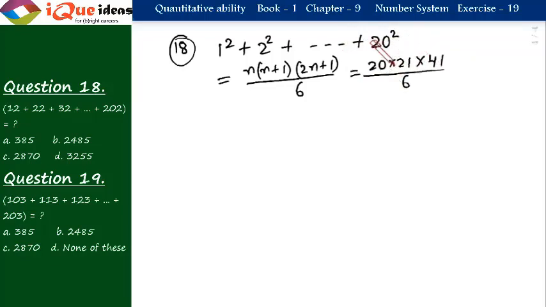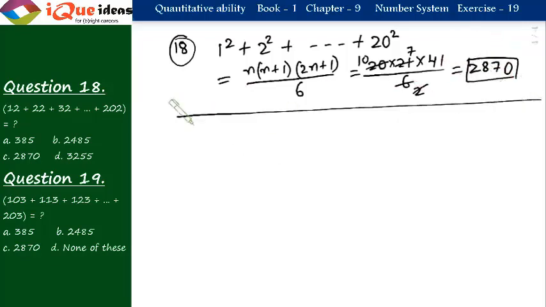3 cancels 21 7 times, 3 cancels 6 2 times, 2 cancels 20 10 times. So 10 into 7 into 41. So it is equal to 2870. So the answer of this question is 2870. Find the suitable options. It is C.